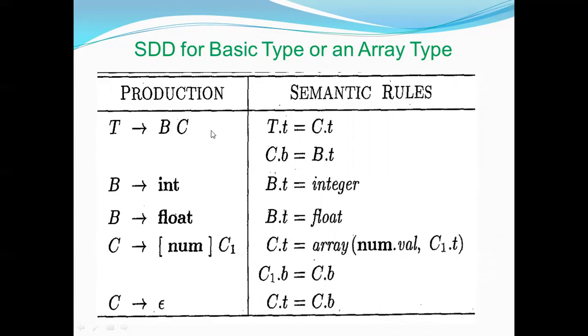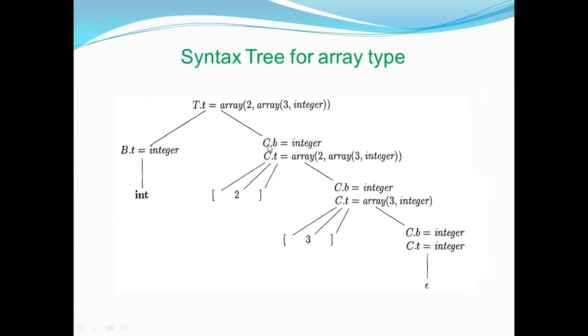Now, if you look at the semantic rule, there are two types of attribute values, where T stands for a synthesized attribute, whereas B stands for the inherited attribute. When I say T tends to BC, for B the possible values are either int or float. For this example, we have taken the integer value, but this integer value will be passed to this B. That's why I said it's a synthesized value. B.t is equal to integer.